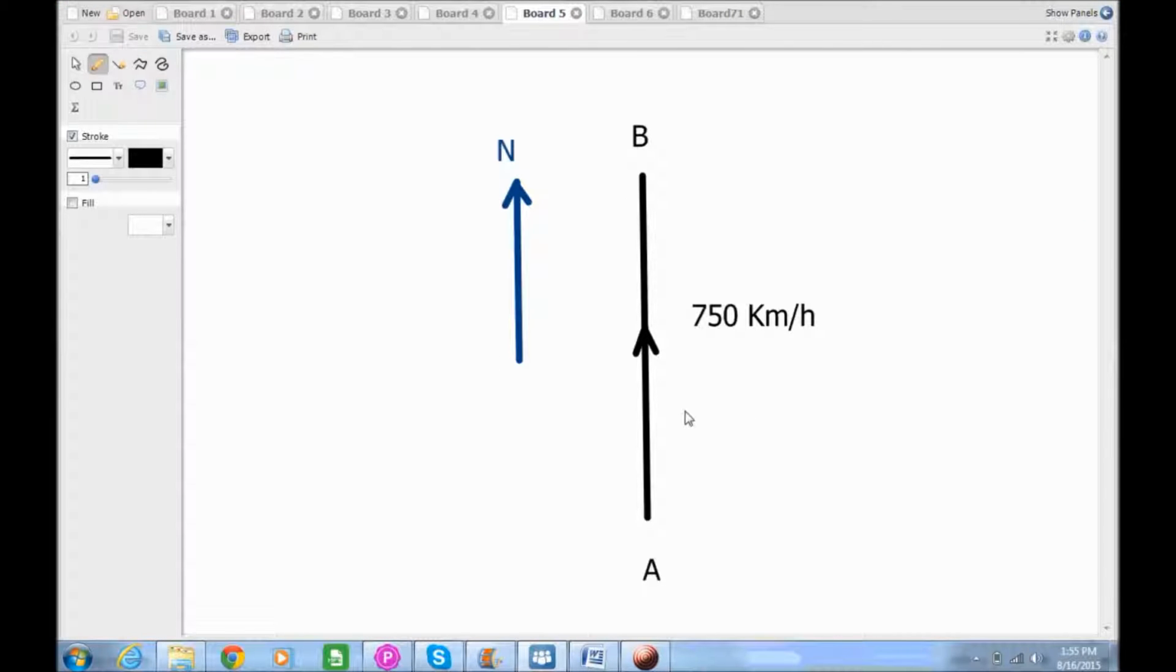Similarly, the velocity of 750 kilometers per hour has been represented by the vector AB, and the arrow shows the direction from A to B, and it is parallel to north. That's why the direction of the velocity is due north.